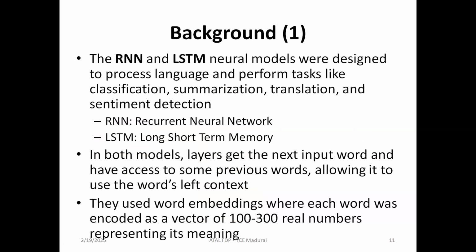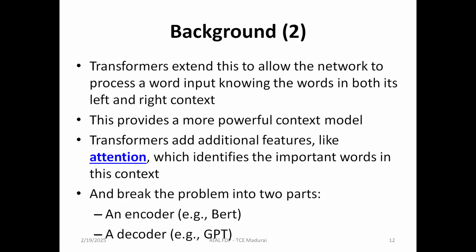Now we have seen that both LSTM and RNN models were designed to process language and perform tasks like classification and summarization. But in both models, layers get the input word and have access to some previous words. To find the new word, it needs access to your previous word. So they use word embeddings, where each word is encoded as a vector of 100 to 300 real numbers representing its meaning. Now we are going to see how the transformer plays a role in replacing all these RNN, LSTM and GRU models.